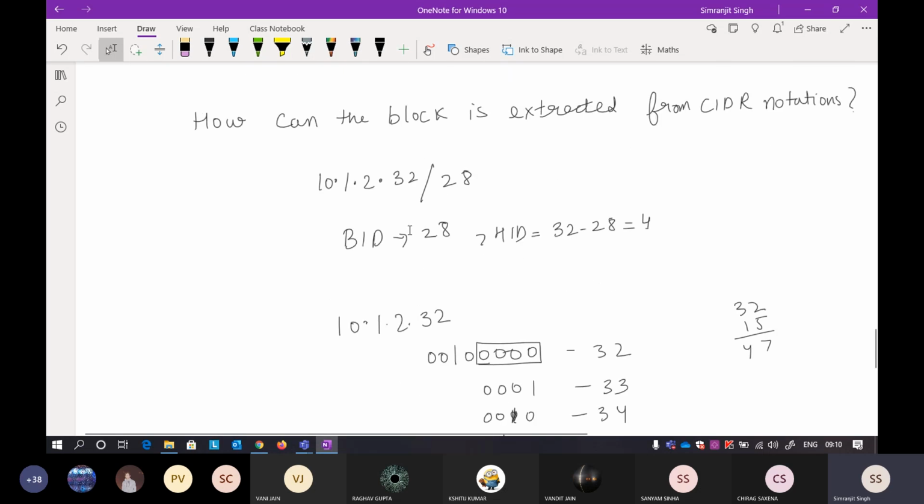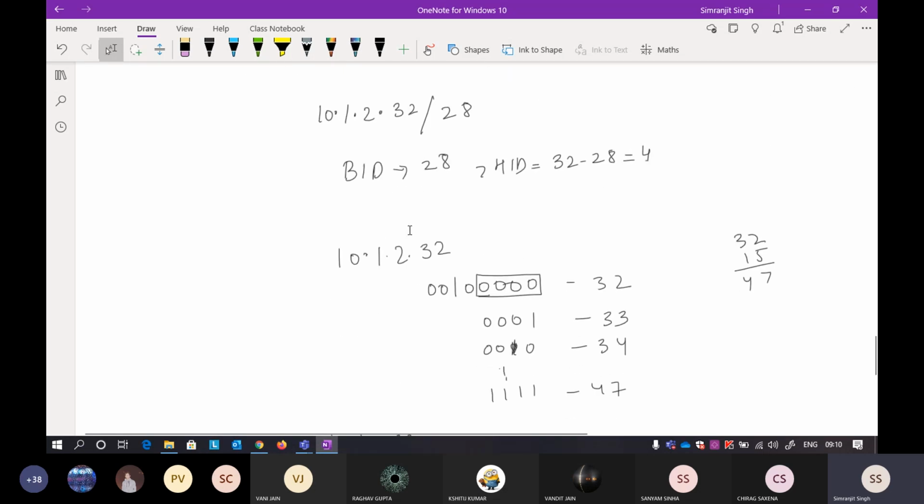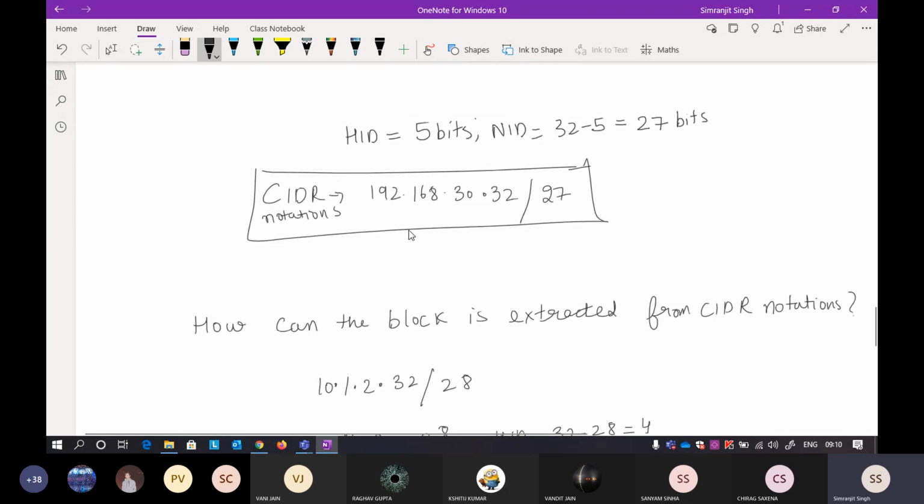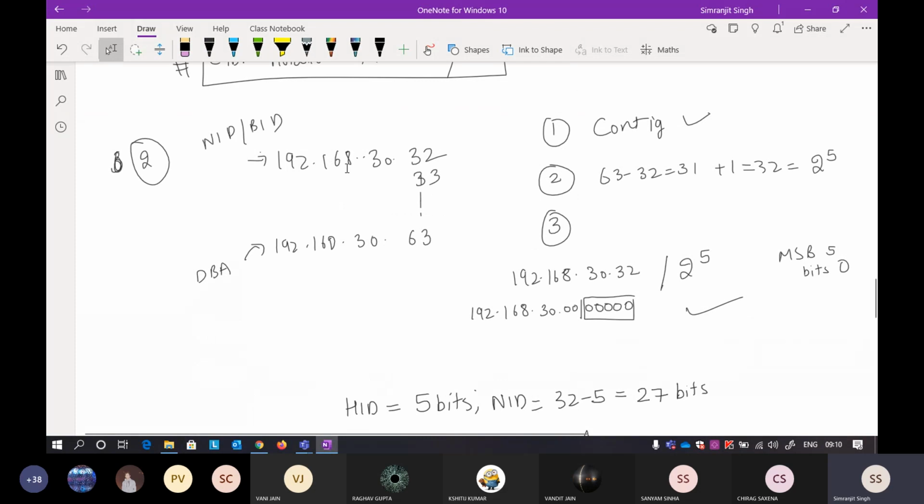Again, you only need to worry about the host ID part. Once you know the host ID part, you can go ahead and find out the total number of IP addresses available in this particular network. That is how you go about it. In a similar way, you can extract it for this one too, because the answer is already given to you.